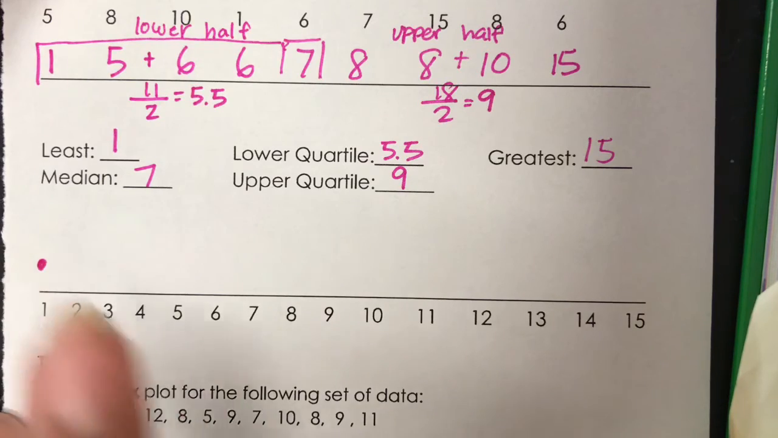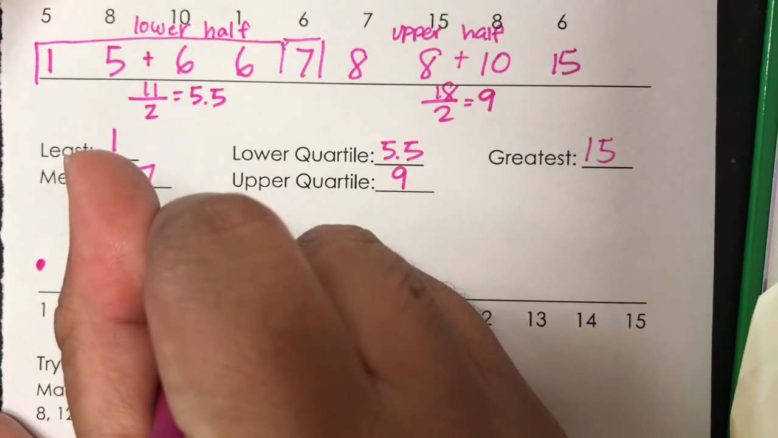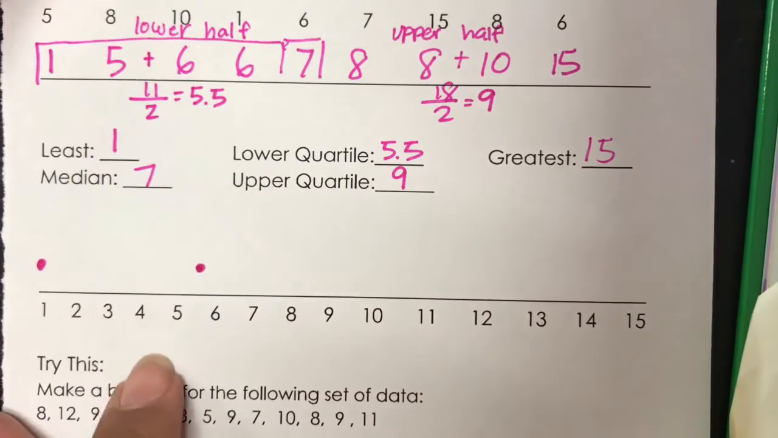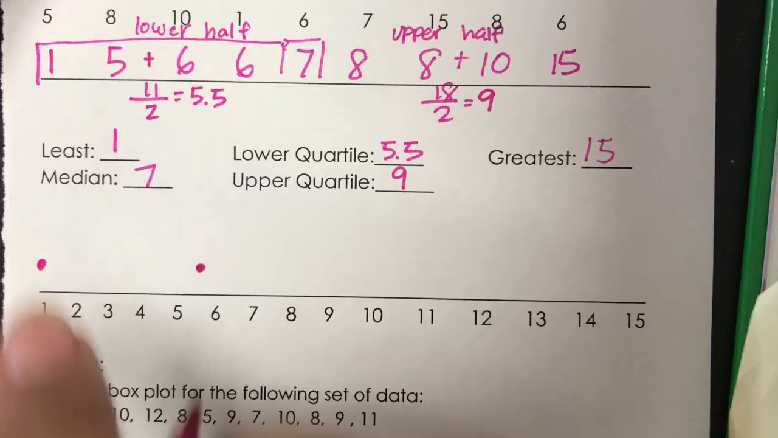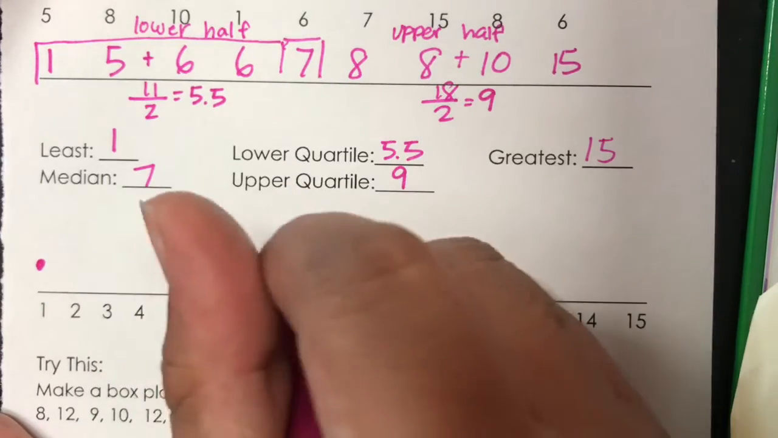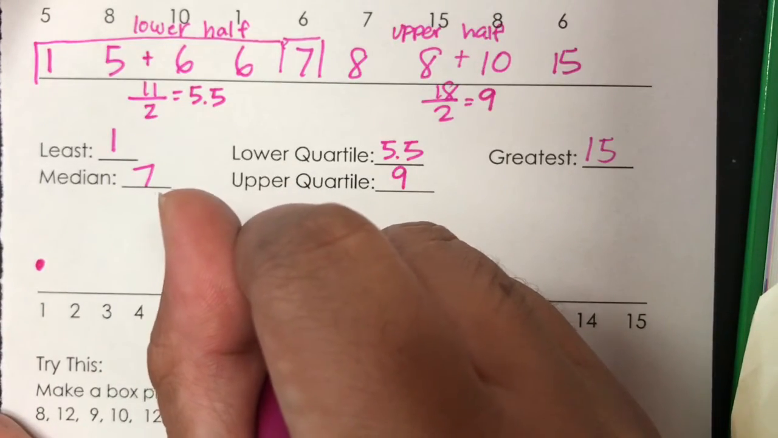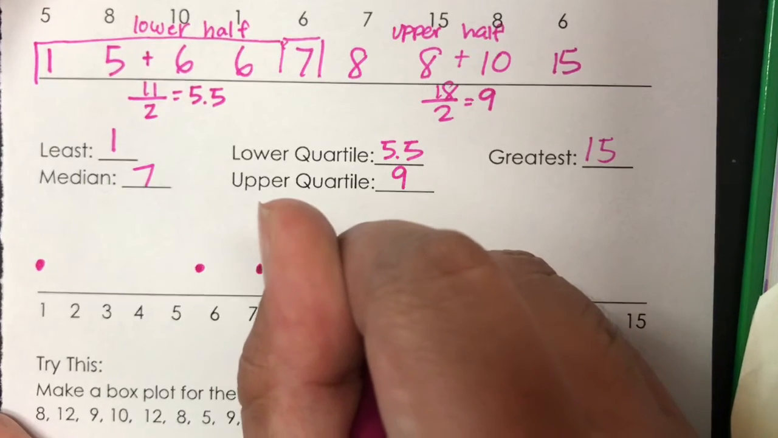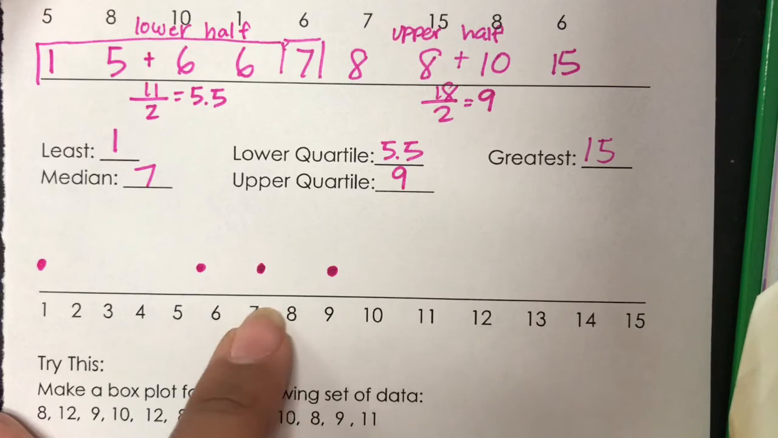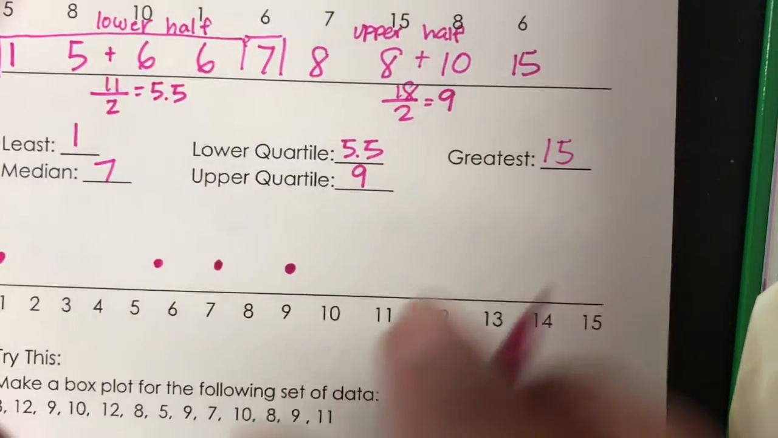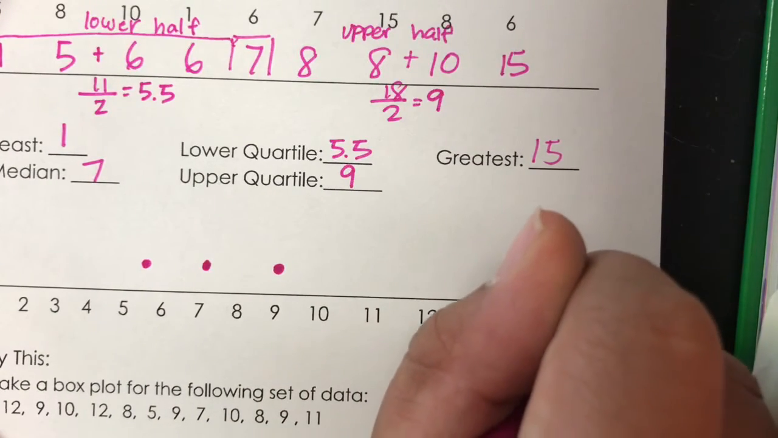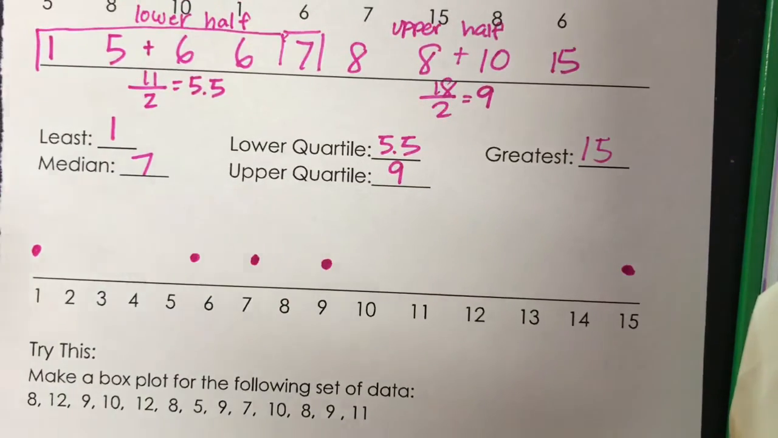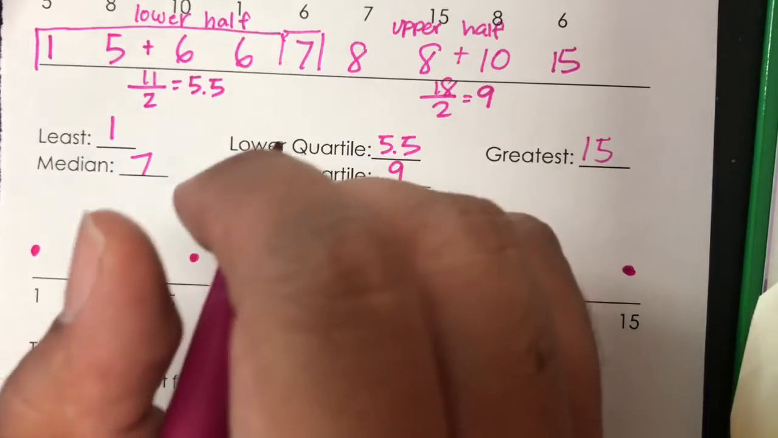So once we make that number line, we start drawing the dots. So I have the dot above 1. Now I'm going to put a dot above 5.5. So it's not going to be right above 5. It's going to be in between 5 and 6. Then we're going to put a dot above the median, which is 7. Then put a dot above the upper quartile, which is 9. And we've got to move all the way down here to put the dot for our greatest value number, which is a 15.